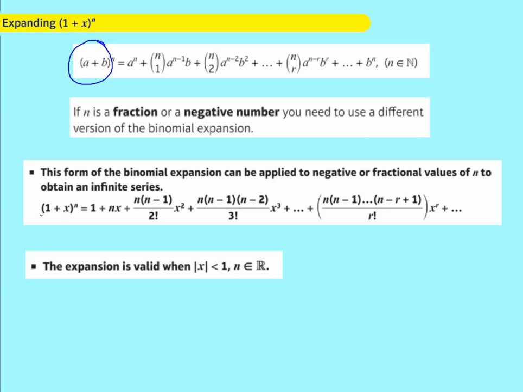Now here's the formula. So it starts off with a 1 plus nx plus n lots of n minus 1 all over 2 factorial. So that is the coefficient formula for the x squared term. And you can see the pattern now. It goes n minus 1 and n minus 2. And the next one will be n minus 3 as well, and n minus 4. And the factorial is also increasing by 1. So the x squared is 2 factorial, the x cubed is 3 factorial.